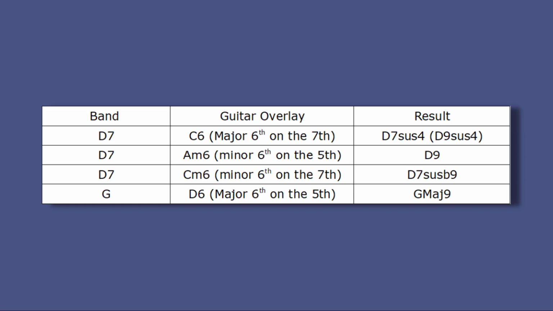Now the way we're going to create the G major 9th sound is we're going to use one of our overlay principles, which is in this instance major 6th on the 5th. So the band is playing G in this particular instance, therefore we would play D6th over the G chord. And that's because we're going to play a major 6th on the 5th. And the 5th of G is D, therefore we would play D major 6th, and when we play D major 6th over the G background, the resultant sound is G major 9. Here goes.